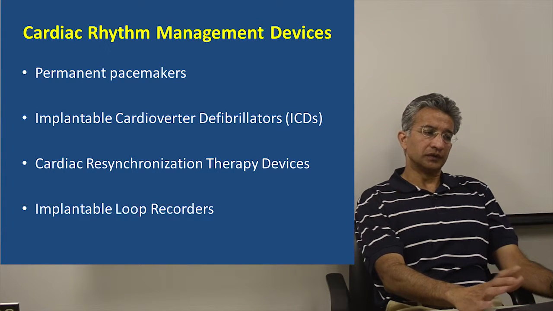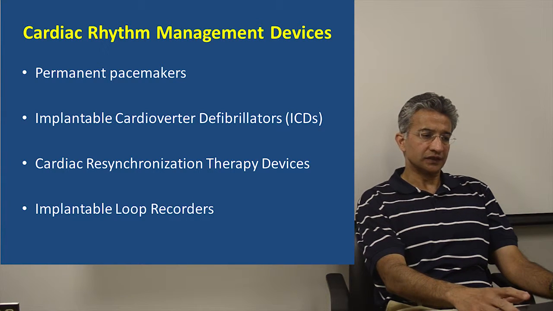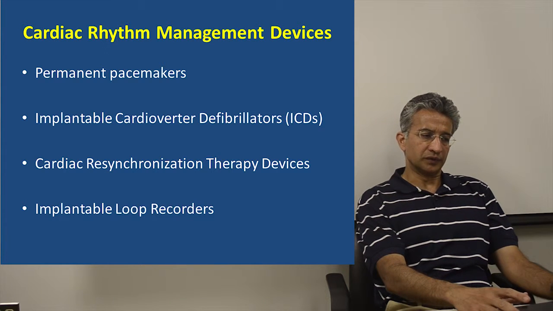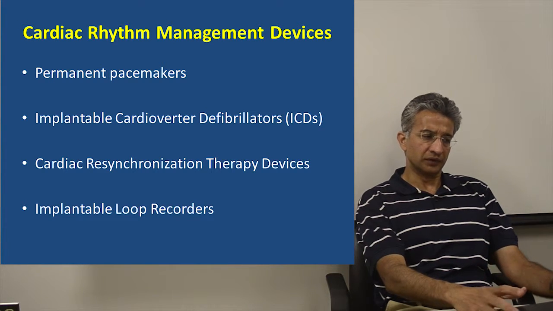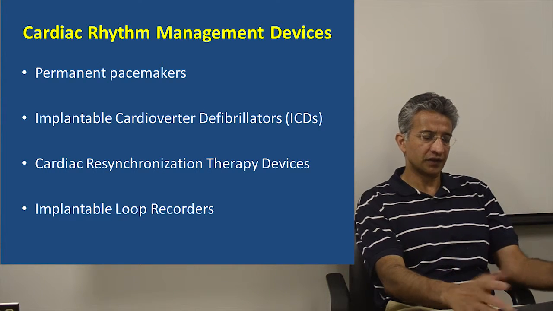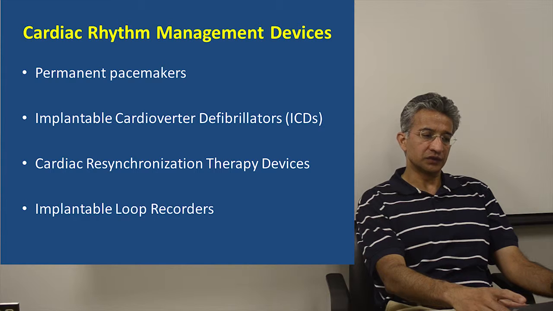I want to start with cardiac rhythm management devices, and broadly these are categorized into 3 or 4 different groups, and most of these I'm sure you're familiar with. They're permanent pacemakers, which is pretty much what the name suggests. These are pacemaker devices for bradycardia or slow heart rhythms.